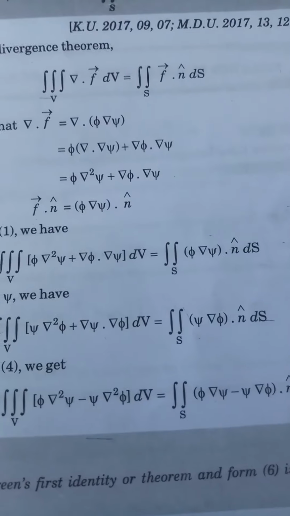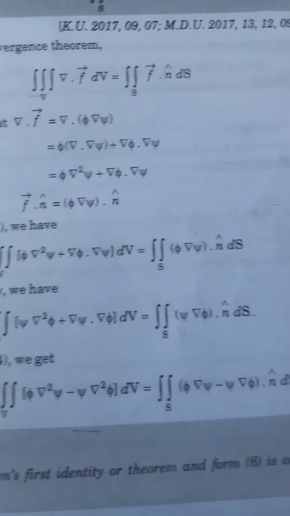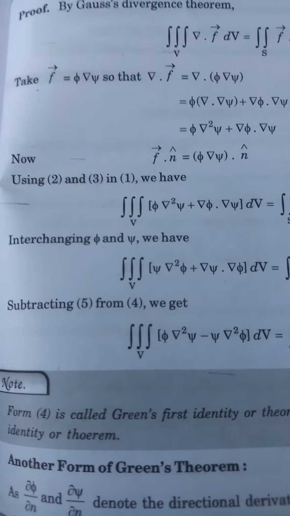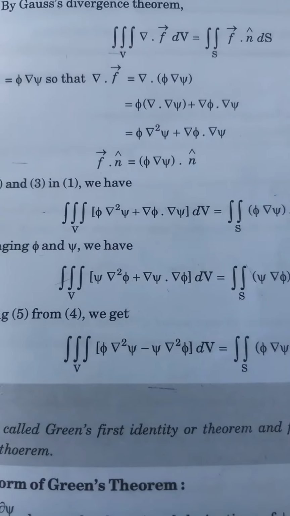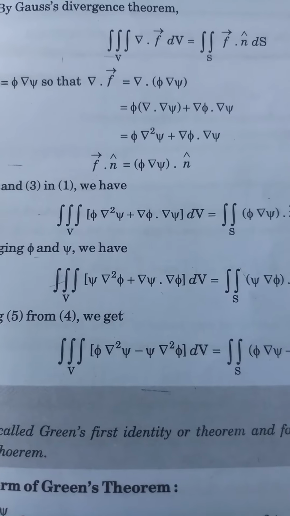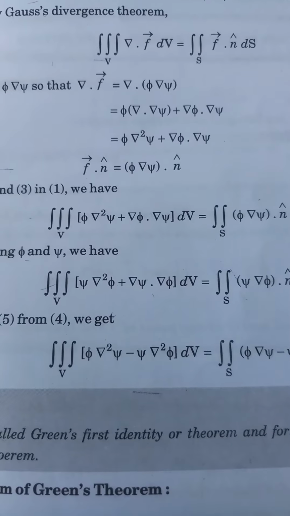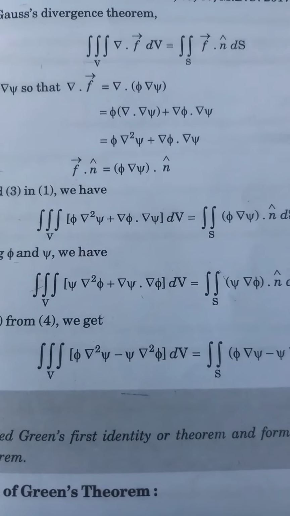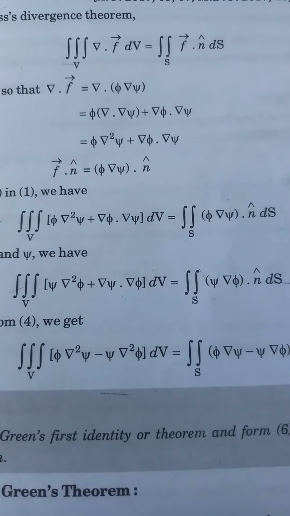Triple integral over volume of del dot f dv is equal to double integral over S of f dot n ds. Take f equal to phi del psi, so that del dot f equals del dot (phi del psi), which equals phi del dot del psi plus del phi dot del psi, which equals phi del squared psi plus del phi dot del psi.